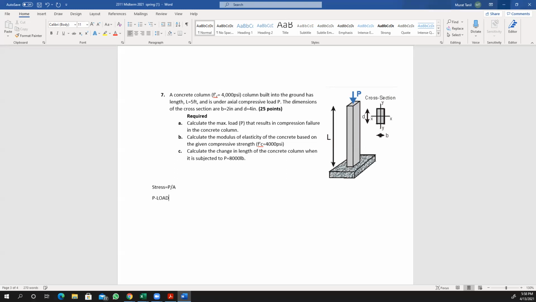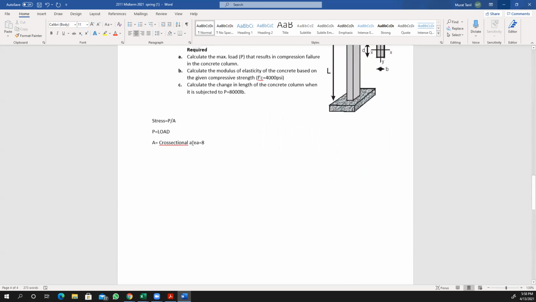P is the load. And the numbers are 2,000 for the load and 8 for the area. Perfect. So what did you get for the load? The P max was 16,000 pounds. And how did you get this number? You have the stress, you multiply the stress with the area. The P should be 16,000 based on Musan's calculation, but I didn't do the calculation. Double check the number later on.